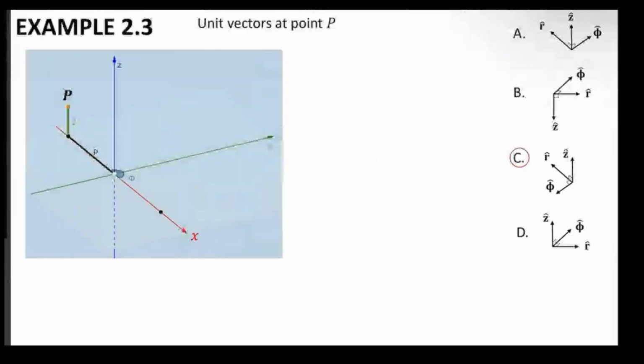Then now is an example: the unit vectors at point P. At this point, the direction of R will just follow this radius, so R will go there. The direction of phi: we know that phi is the angle from X, so it will be like this, here. And the direction of Z will go up, 90 degrees. Okay, the answer is C.